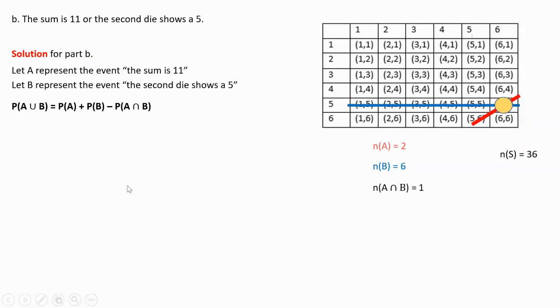So let's put it into the formula. It's going to be 2 over 36 for event A plus 6 over 36 for event B minus 1 over 36 for the intersection of A and B. It'll be 8 minus 1, which is 7. So my answer will be 7 over 36.